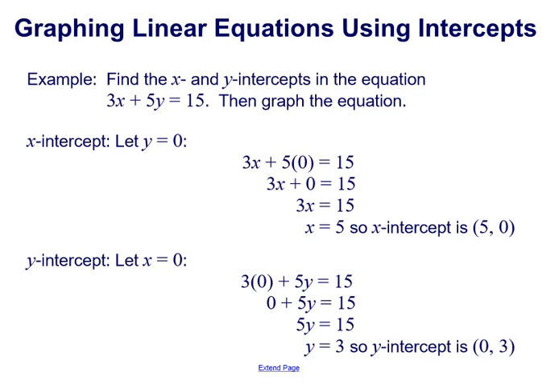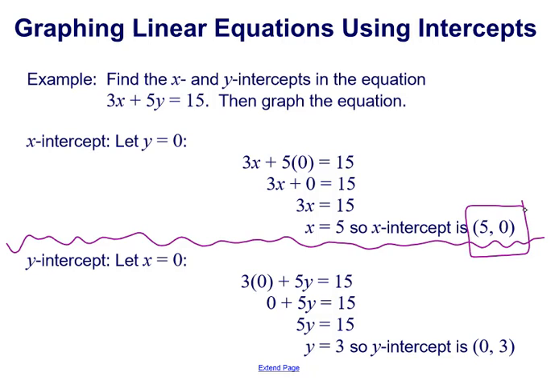So we'll use our equation 3x plus 5y equals 15, and one at a time, first finding the x-intercept, we'll substitute that y equals 0. So that will give us 3x plus 5 times 0 equals 15. And 5 times 0 is 0, so that's going to go away, leaving us with 3x equals 15. And if we divide both sides by 3, we can solve for x equals 5. So that means the x-intercept is going to be 5, 0.